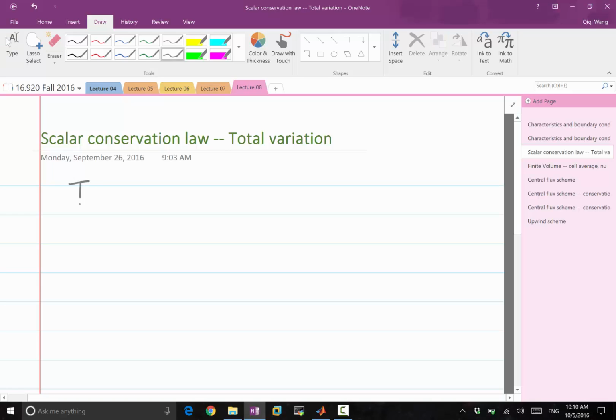A total variation, I usually write as TV, is equal to the integral over the entire domain. So if the domain is from 0 to L, I'm integrating between 0 and L. If the domain is between A and B, I'm integrating between A and B. The absolute value of du dx times dx. So total variation, of course, is a function of t, because I integrated over x, I did not do anything about t. U changes as a function of t, so the total variation also changes as a function of t.